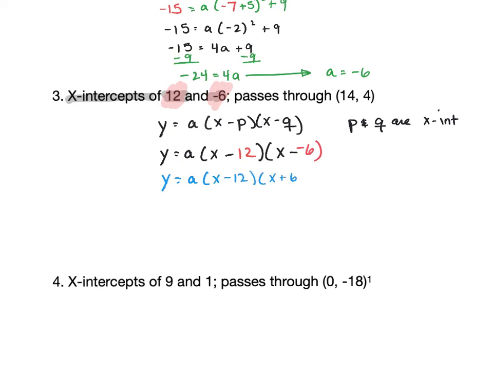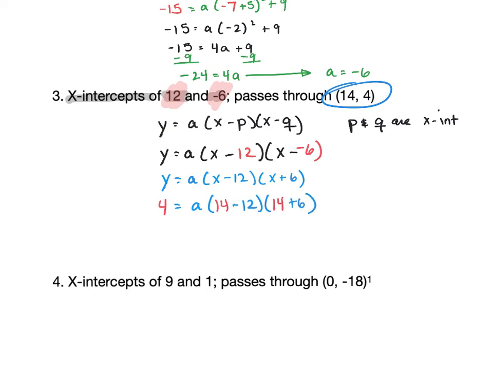And again, we're almost done. The only thing we have to know now is what the heck is a. How do we find a? We grab this other piece of information they've provided us, and it says, hey, when x is 14, y is 4. All right, so I'm going to make y 4, and I'm going to make the x 14, because that has to be true, otherwise the equation would not go through that point.